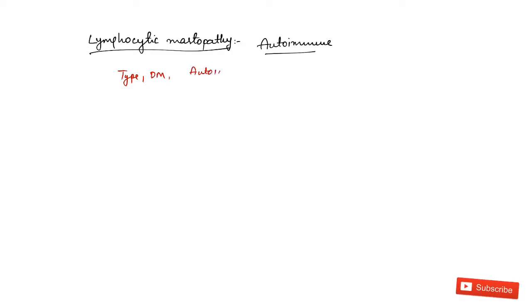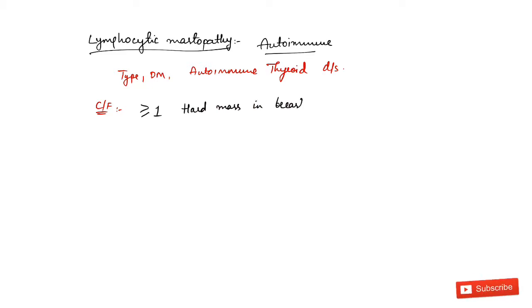Lymphocytic mastopathy is an autoimmune condition. This disease is mostly seen in females who have type 1 diabetes or autoimmune thyroid disease. The main clinical feature associated with the disease is that one or more hard masses will be present in the breast tissue. This is the main clinical feature.